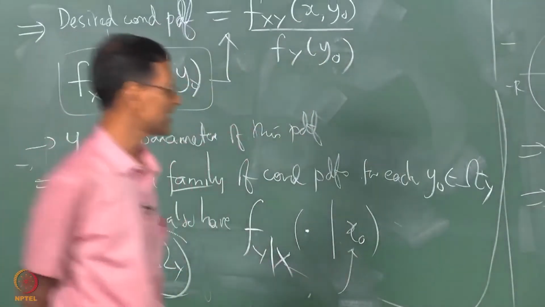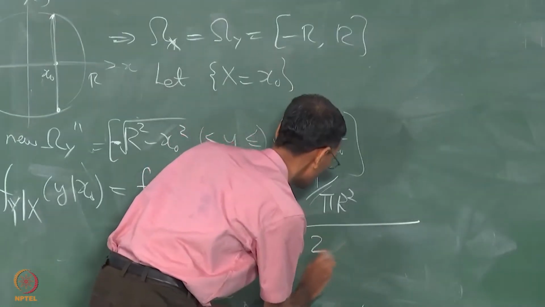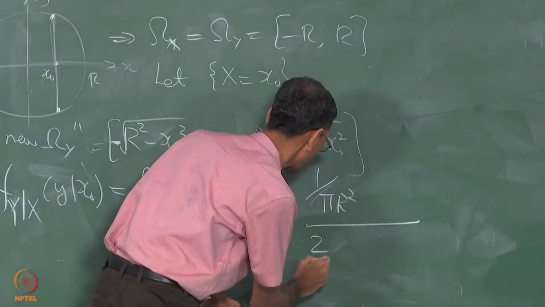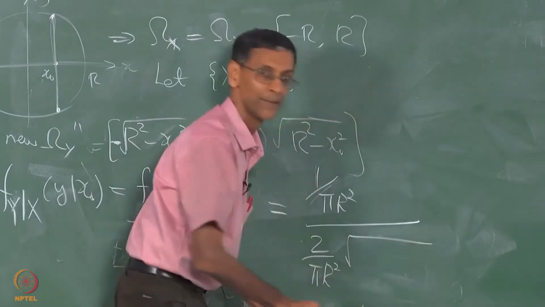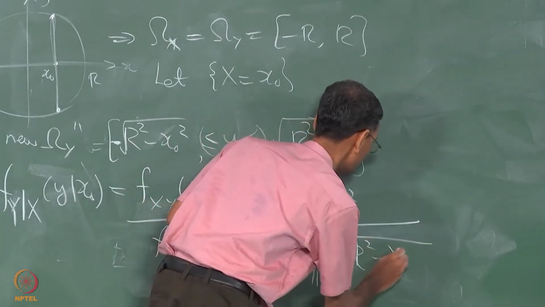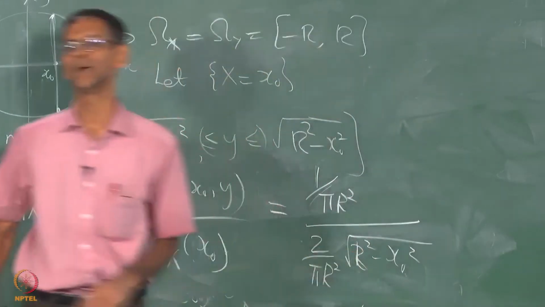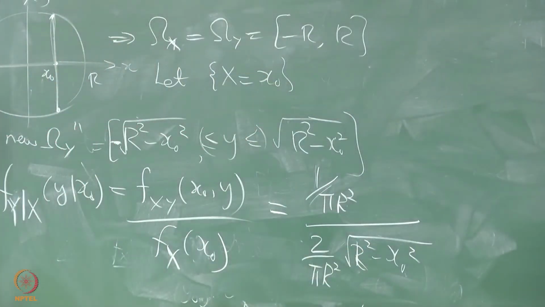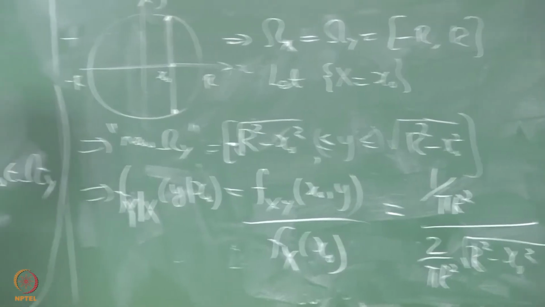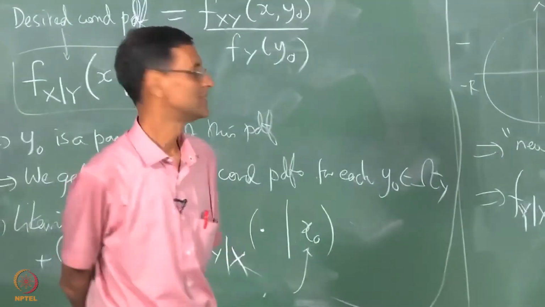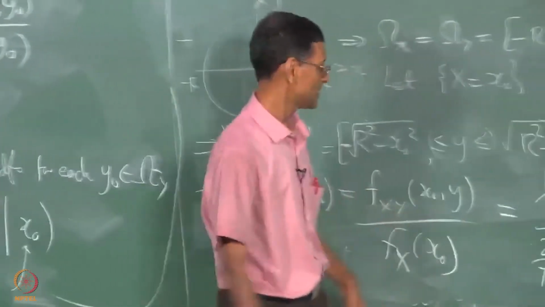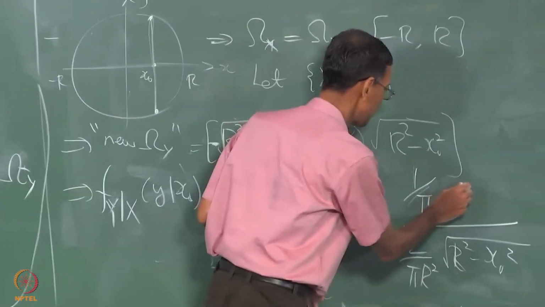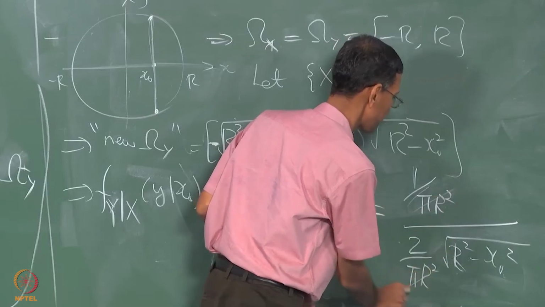So 1 by pi R squared is the numerator. What is the denominator? Wait, there is a pi also somewhere, no? 2 by pi R squared remains, and then the root of R squared minus x naught squared. This was done in a previous class, which I hope that even people viewing this on tape later on will rewind and get out. But anyhow, what happens here? All of these things will cancel, and what do you get?